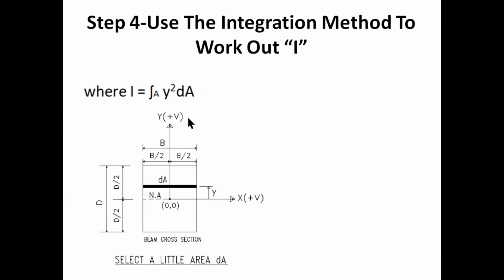The fourth step would be using the traditional integration method to work out I, where I is equal to integration y squared dA. And we need to integrate over the entire cross-section based on the coordinate system we have previously chosen. So the first thing we need to do is take a little differential amount of area within the cross-section parallel to the axis of rotation and call it dA at a distance y above the neutral axis.